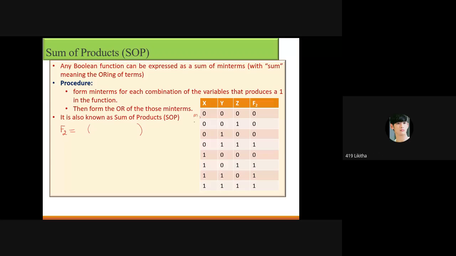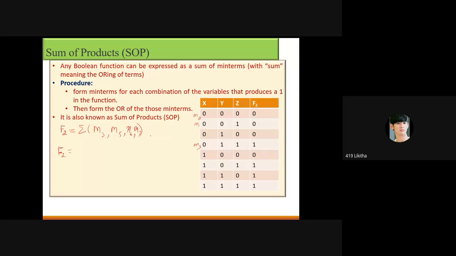Tell me, which term will come? m3, correct. m3, m5, okay. m6, m7. So I'm doing this. Is it okay? Whatever I am writing, it is fine. Just please observe what I am writing. Any mistake I am doing? Anyone, please observe. Am I doing any mistake here?